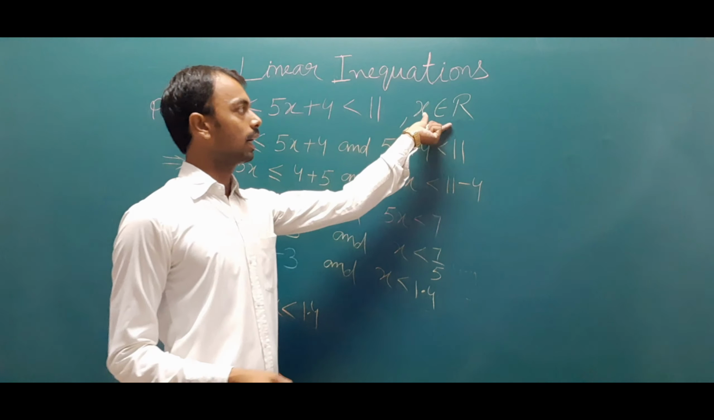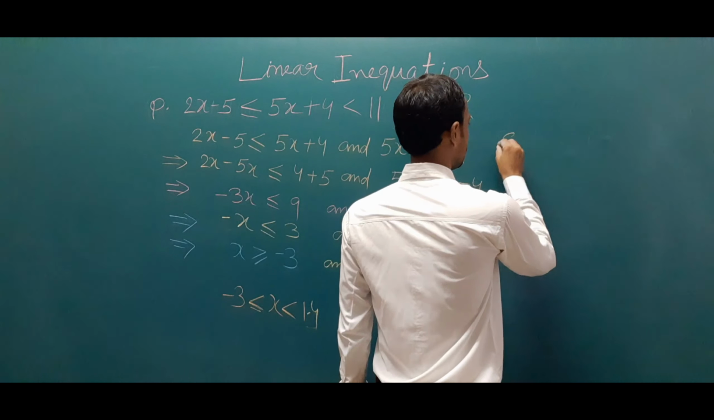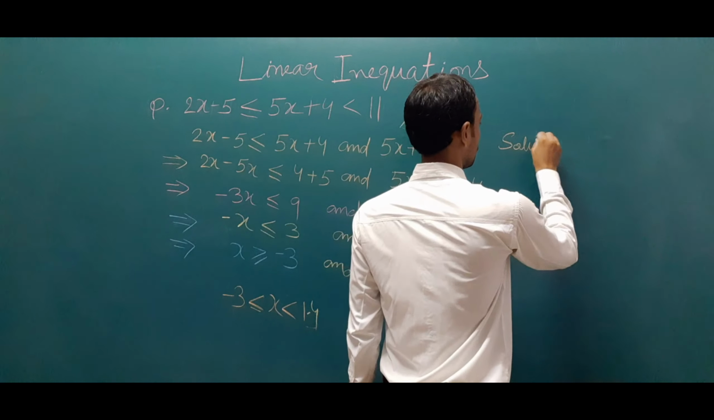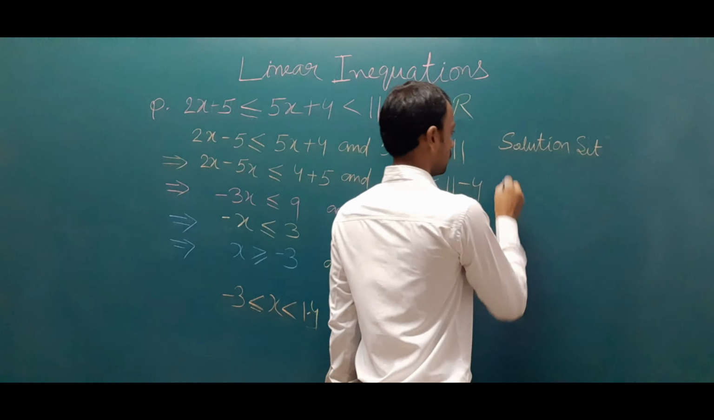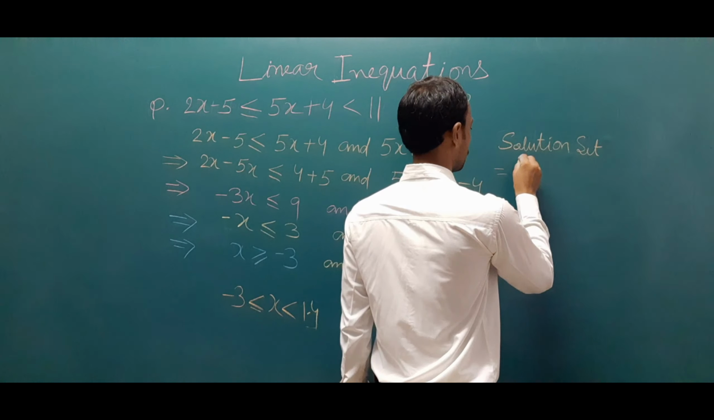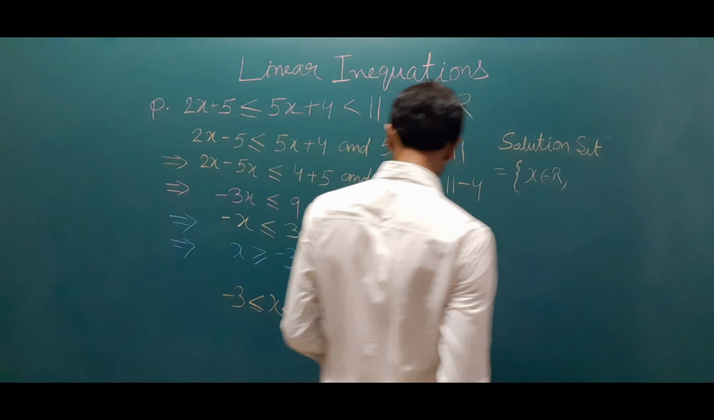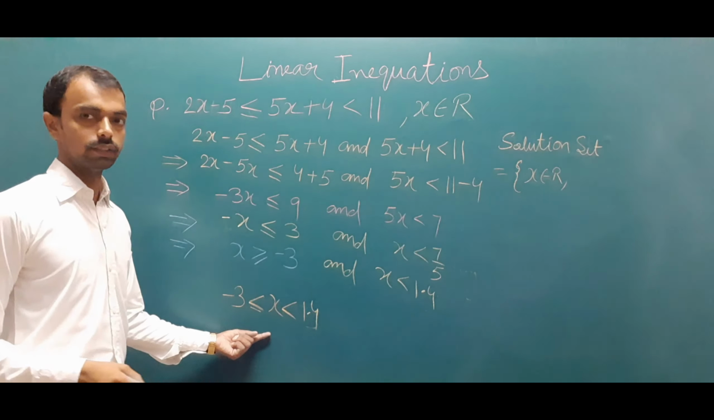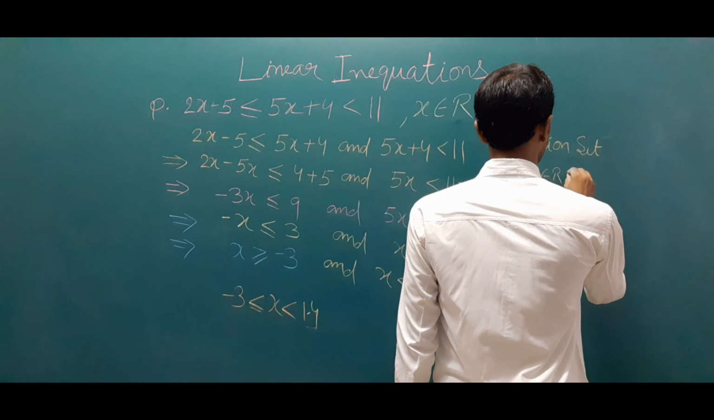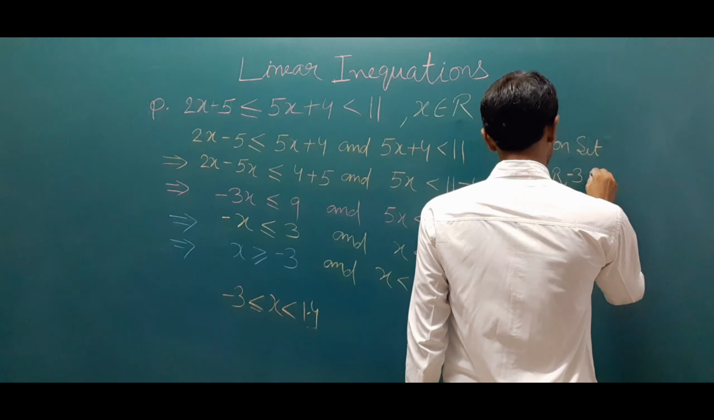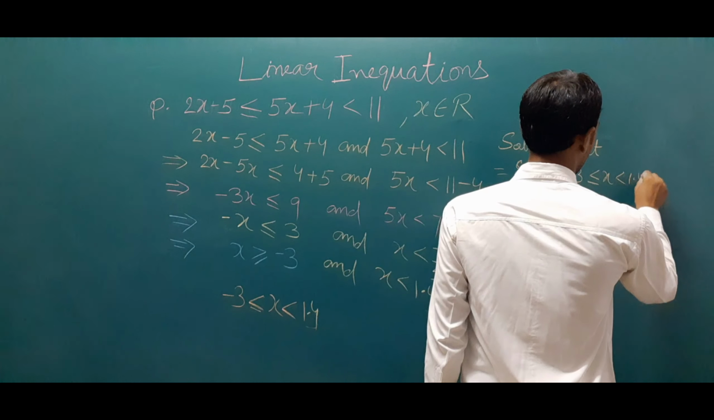Now here it is given that x belongs to real numbers. Now how will you write the solution set? The solution set will be equal to x belongs to R, meaning x belongs to real numbers, and we will write this range as our solution. So -3 is less than or equal to x, and x is less than 1.4.